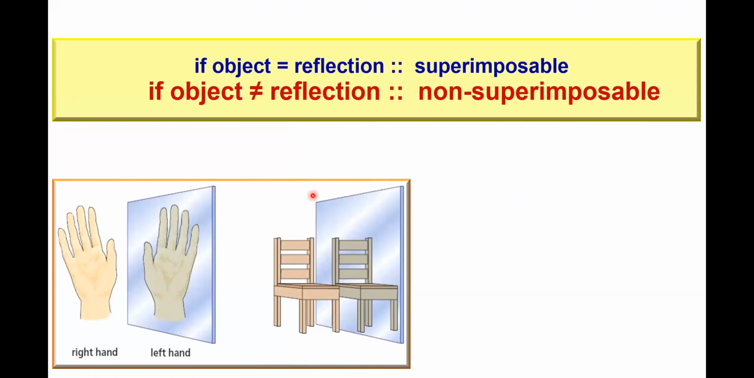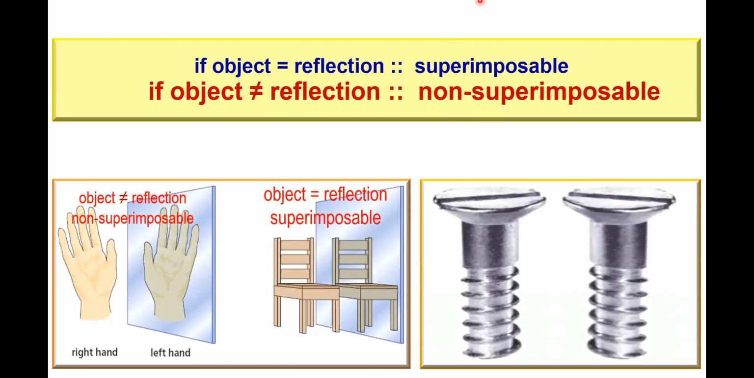The word chirality has come from the Greek word for hand, that is handedness, left-handed, right-handed, like that. So you check whether the reflection is equal to the object. If the reflection is not equal to the object, then it is non-superimposable. Let us look at some objects. So the hand is non-superimposable. Then this small chair: the object is superimposable on its mirror image.